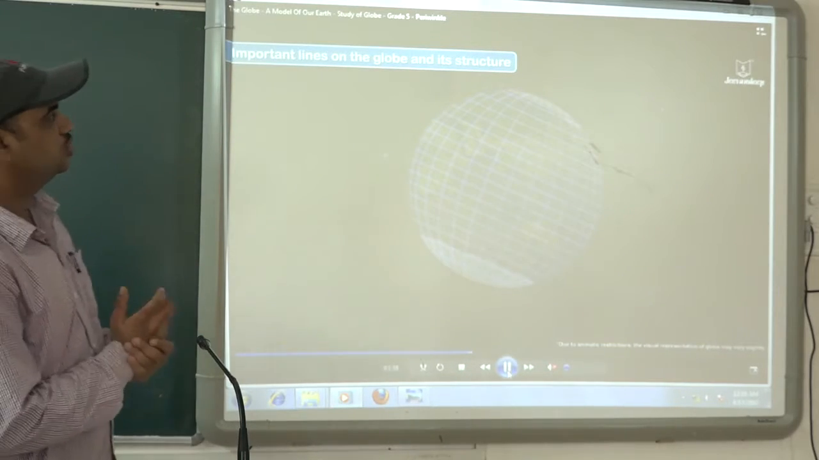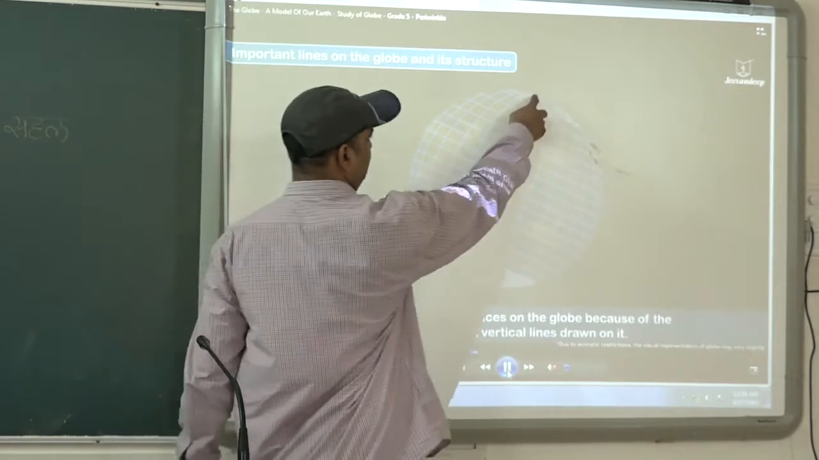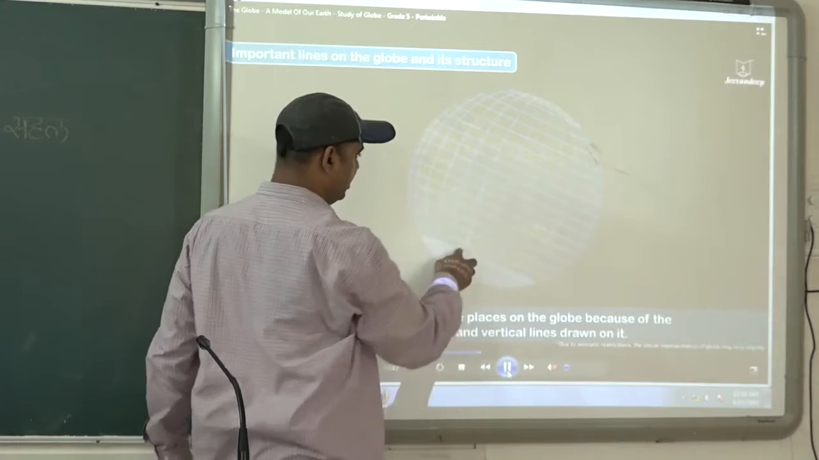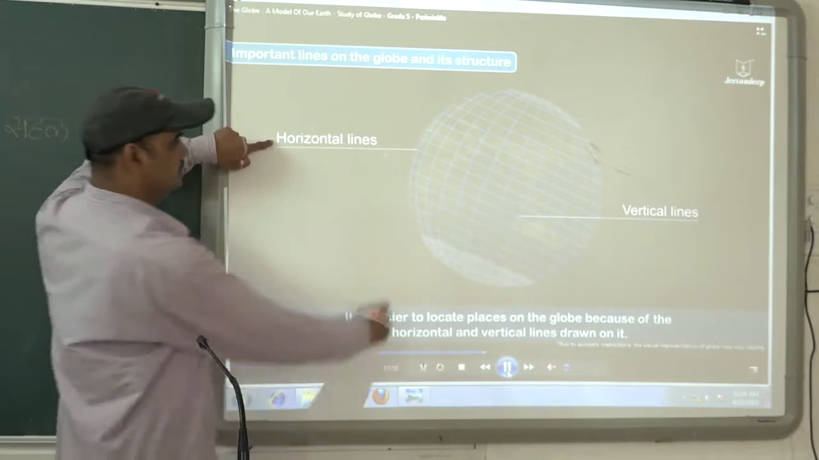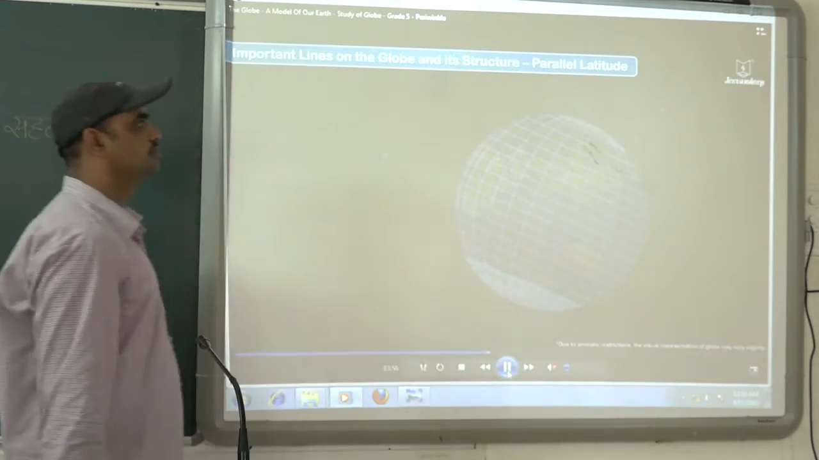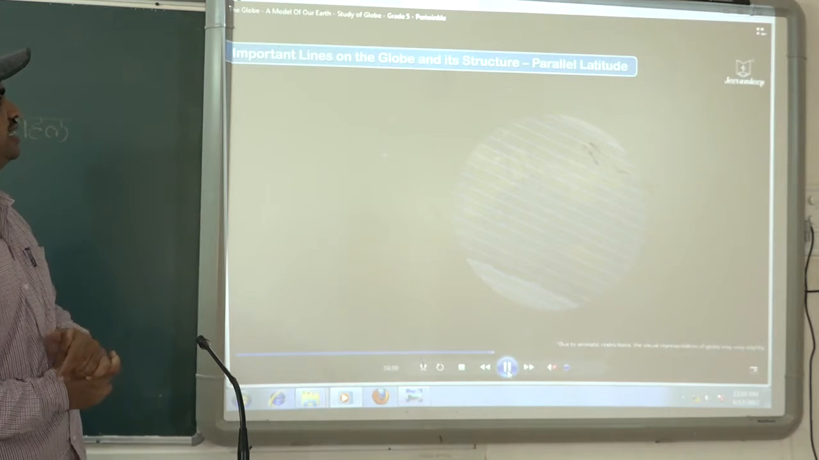Then, important lines on the globe and its structure. There are certain lines you can see. These are the vertical lines, and these are what we call horizontal lines. Okay, important lines on the globe and its structure.